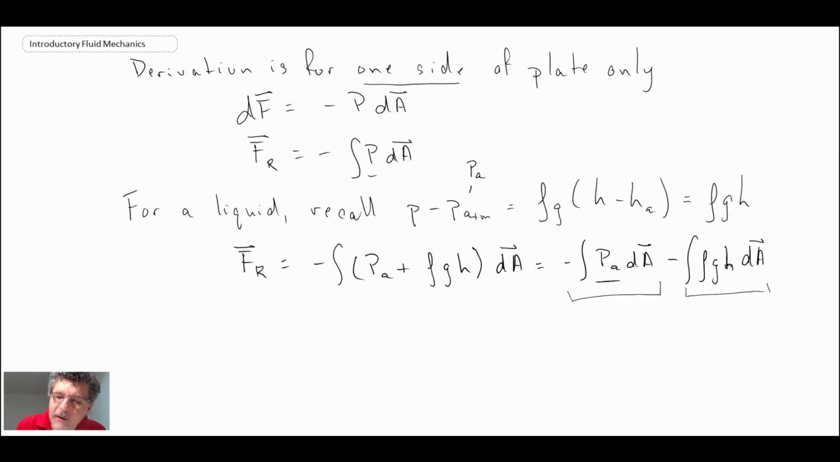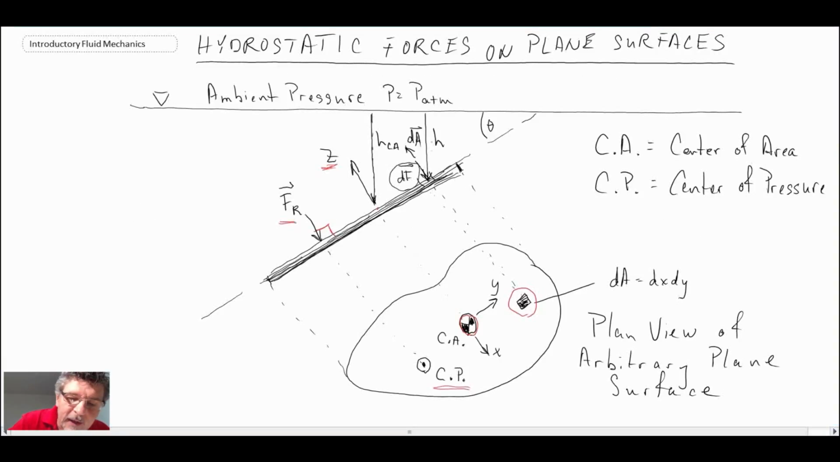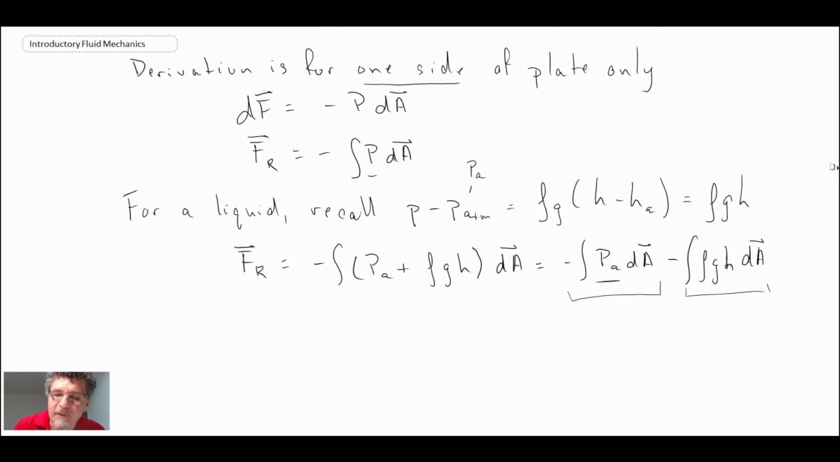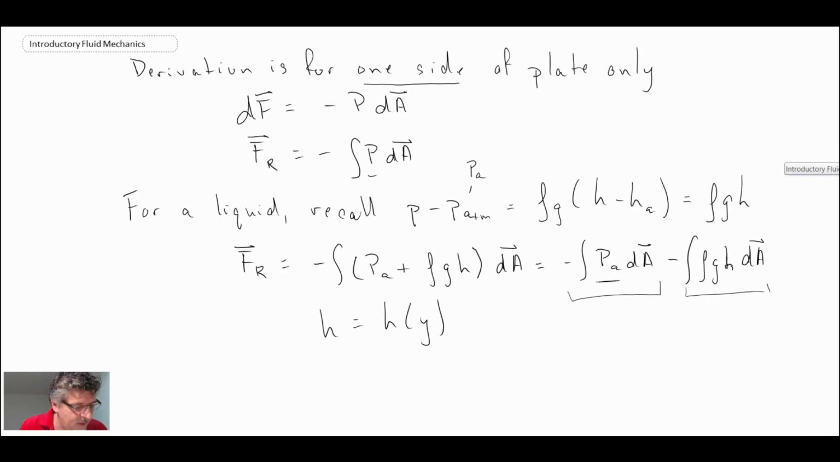For the second one, what we need to know is how h, that is the depth of fluid at a given location, let's look back at our diagram, h is shown here as being the depth of the differential element. We need to know how that varies as we move around and look at different differential elements. So the one thing that we do know is that h is only a function of y. If you move across the plate in the x direction, the depth does not change. It's only if you move in y that the depth will change, so we know that.